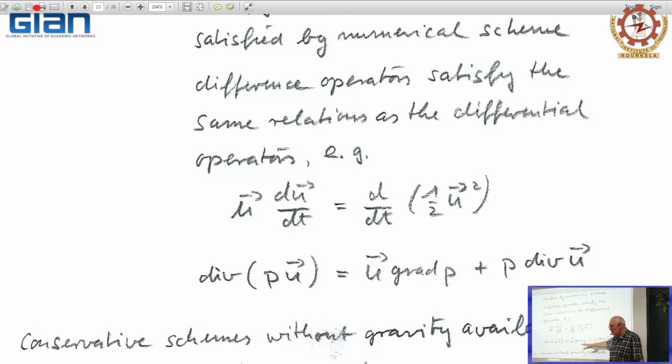Also, this relation to obtain energy conservation needs to be satisfied also by the difference scheme. It's satisfied by the differential operators, but it is not necessarily true for the difference operators. And because we need this differential relation for the energy conservation, we need it for the difference scheme as well. So we have to guarantee that this property is also found for the difference schemes.